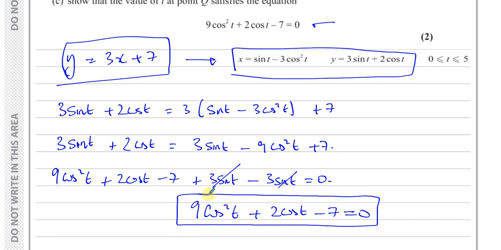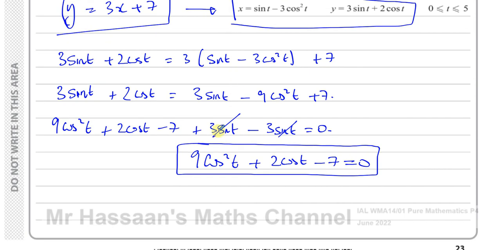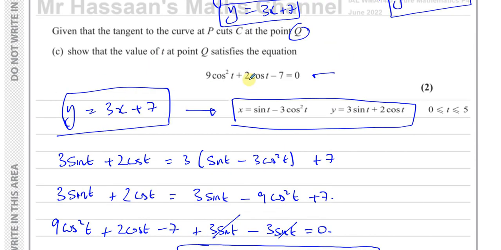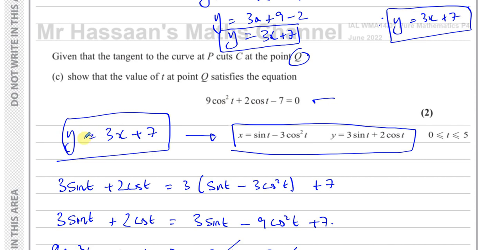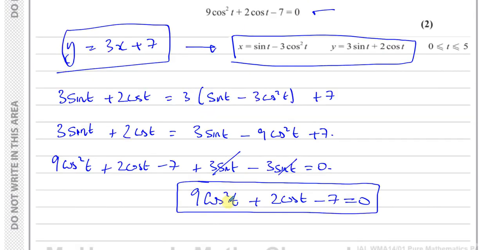Okay, so there's the answer to part C of this question. That's exactly what we had to show. Okay, so that question is done. You simply solve the equation of the tangent with this simultaneously. Whatever your x is, you put in place of x. Whatever y is, you put in place of y. And then you see it simplifies to what we found.